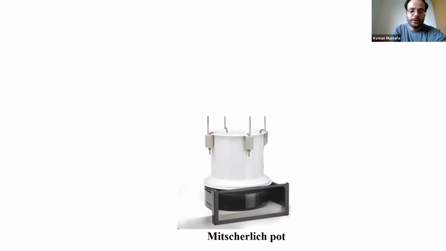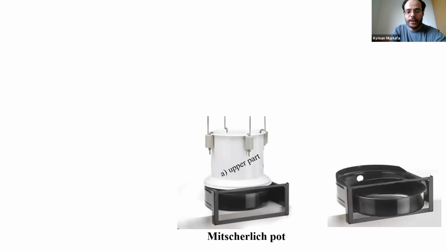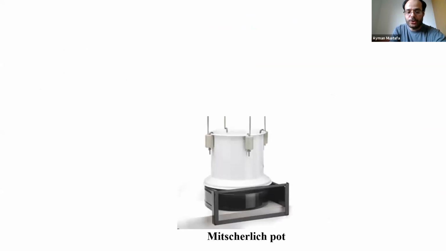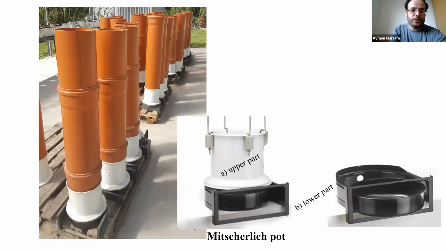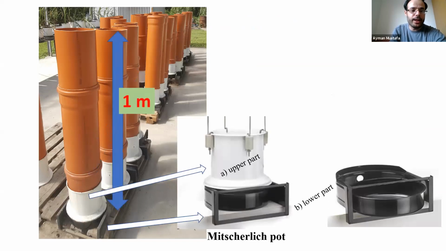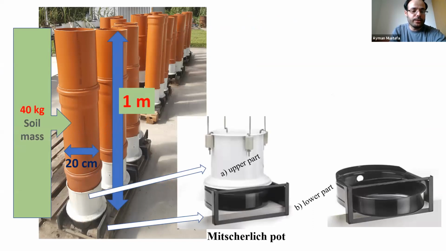We have used the very common Mitscherlich pots, which contain an upper part and a lower part. And I have installed those plastic pipes, which are 1 meter high and 20 centimeter in diameter and can contain 40 kilograms of soil.